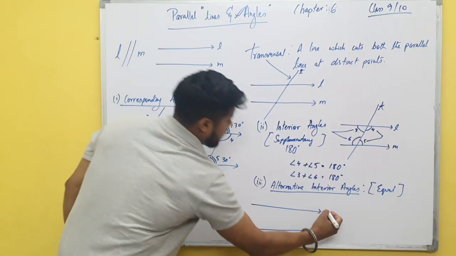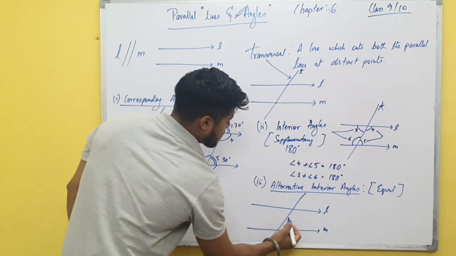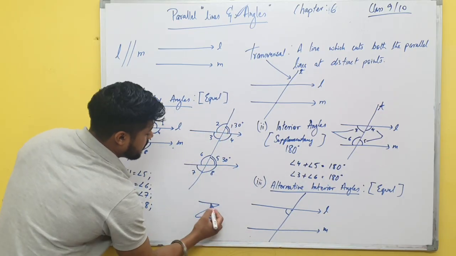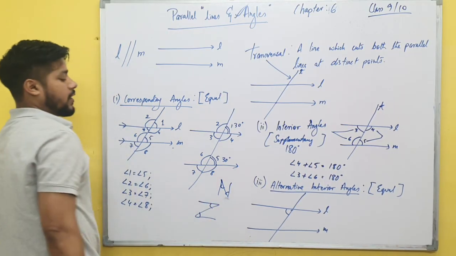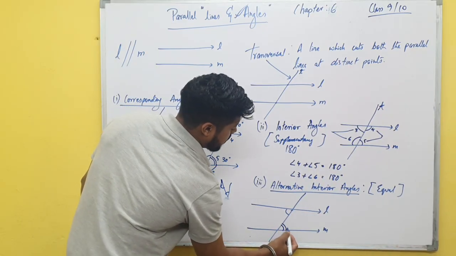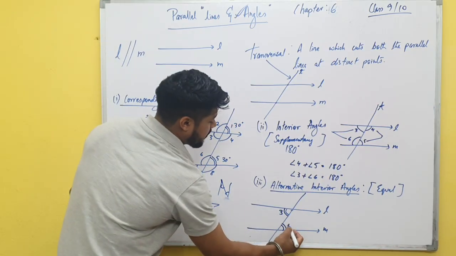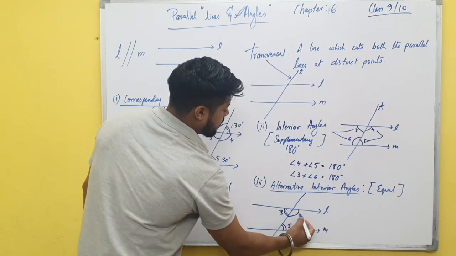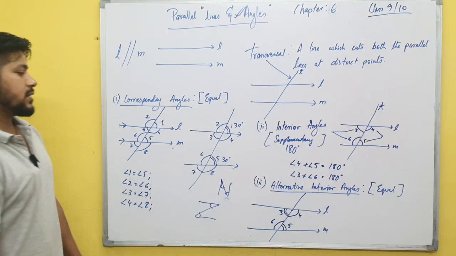Again, line L is parallel to line M and T is a transversal. In this case, remember, wherever a Z or an N is forming, the angles will be alternative interior angles, and they are equal. So angle 3 will make a pair with angle number 5, and in the same way angle 4 will make a pair with angle 6.